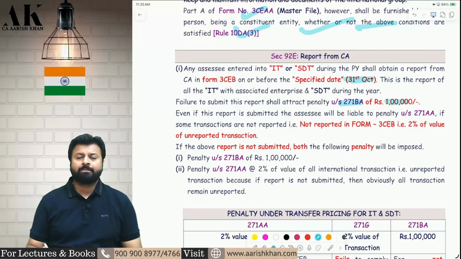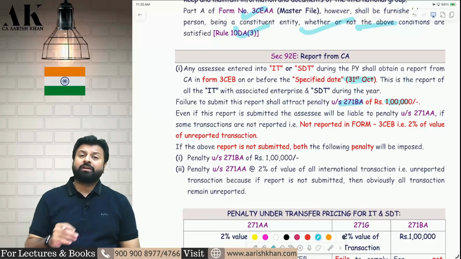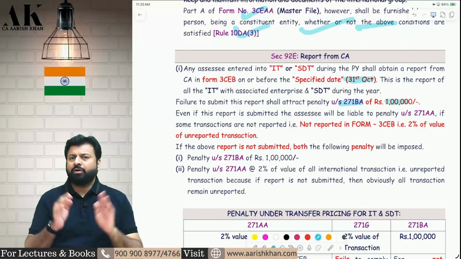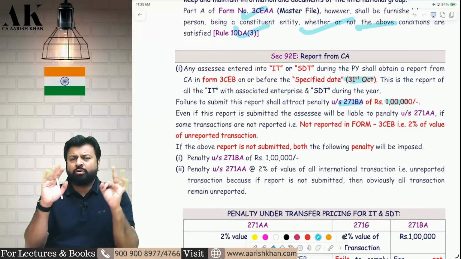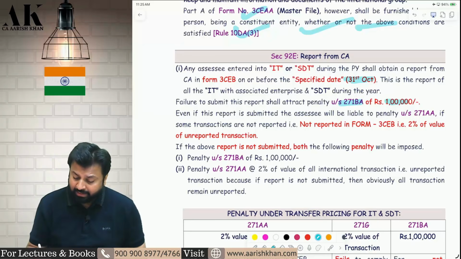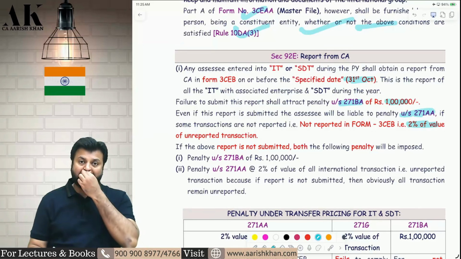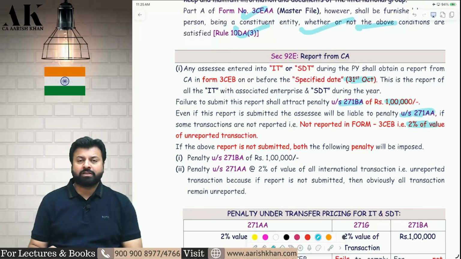But, sir, I have filed the report, but I failed to include some transactions in it. Suppose there is a report in which 10 transactions are supposed to be reported, but I reported only 8. Two transactions I failed to report. Then there is a penalty of 2% of the value of the transaction under 271AA.